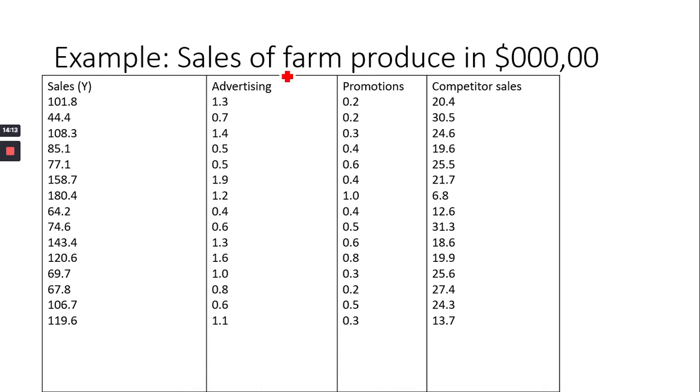I have an example here where I have given data for sales of farm produce in thousands of dollars. The sales is our y variable, and we assume that these sales are being affected by 3 independent variables. So this is our x1, this is our x2, and our x3. So we'll have beta naught, beta 1, beta 2, beta 3. So we want to fit a multiple linear regression to this data.